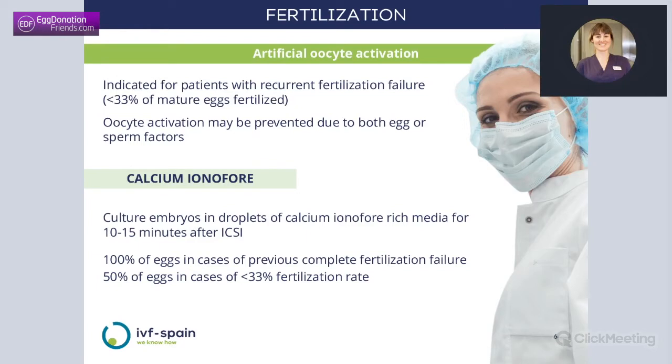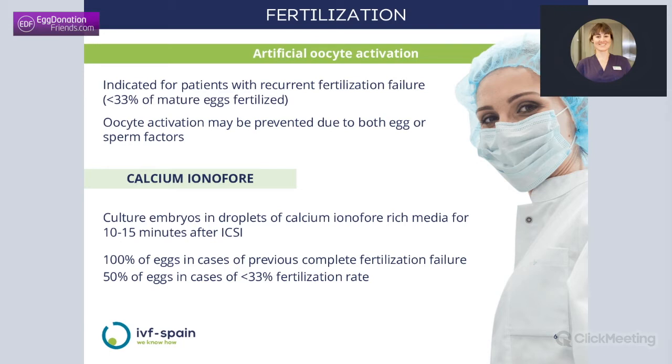In this section about fertilization, we have added this slide about artificial oocyte activation. Artificial oocyte activation is starting to be used in recent years in patients who have had recurrent fertilization failure. For this particular case, we speak of recurrent fertilization failure in patients who are having less than 1/3 of their mature eggs fertilized. This is not always due to a failure in oocyte activation, but sometimes it is.